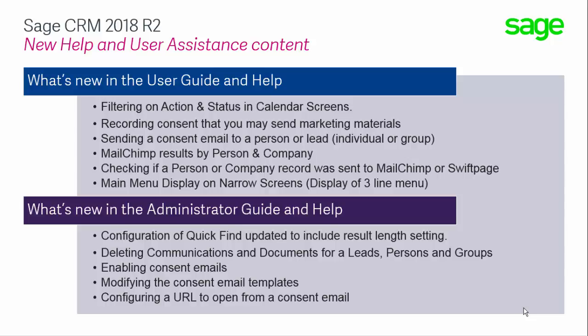The System Administration Guide has been updated to include details of the new configuration of the Quick Find. It's also been improved to look at how the system administrator can delete communications and documents for a lead or a person or for a group of those, and to allow you to configure the consent emails that you may want to send. And we'll also look at enabling the sending of those in the first place and also configuring the URL that can be used once a consent email has been reacted to.